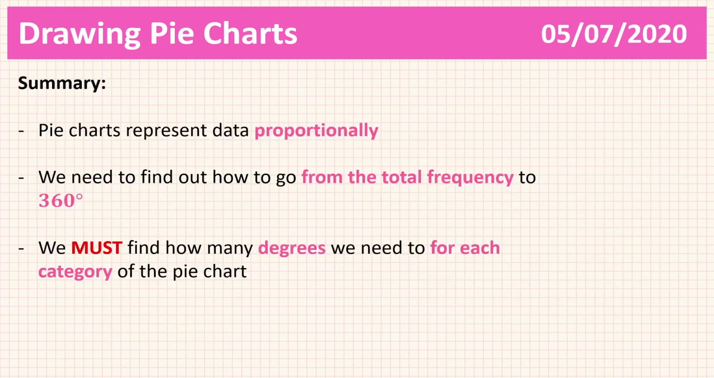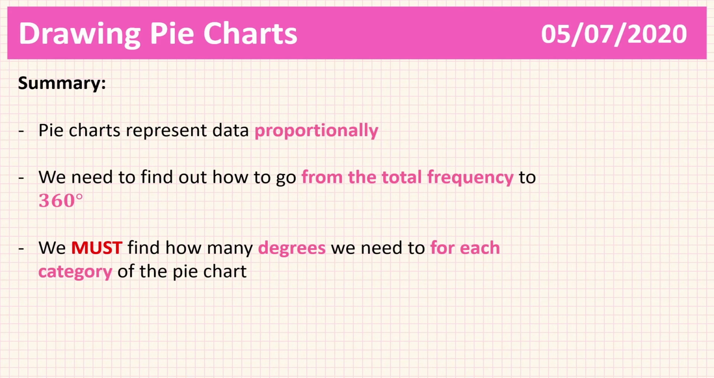So these are the key things to remember. Pie charts represent data proportionally. It tells you how much of the data there is proportionally. That's what pie charts are for. You can see them very clearly in the pie chart. We need to find out the total frequency, and then we need to go from the total frequency to 360 degrees. So how can we get from however many people we had to 360 degrees? What do we need to multiply by? What do we need to divide by?